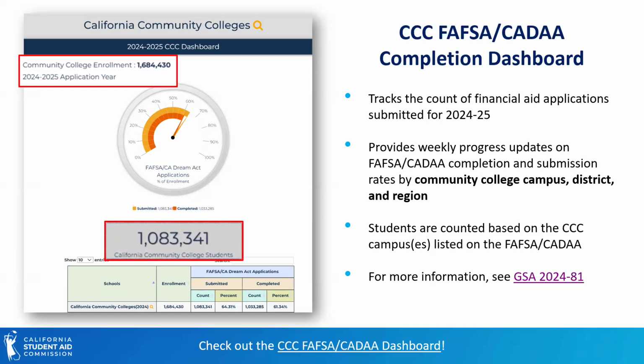One thing to note here is I just wanted to draw your attention to community college enrollment at the top, and then the number of FAFSAs and CADAs that have been submitted. As of last week, it's looking to be about 60% submitted and completed. So we've got a long way to go, but we've already made so much progress. 60% is an excellent number.